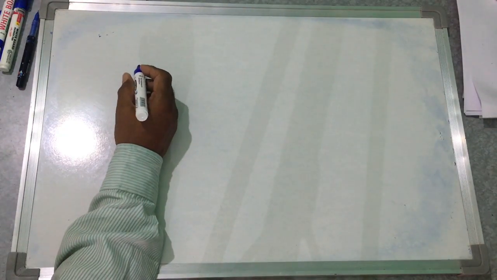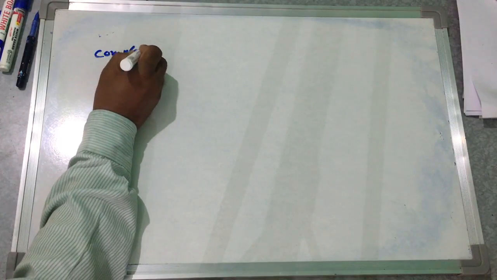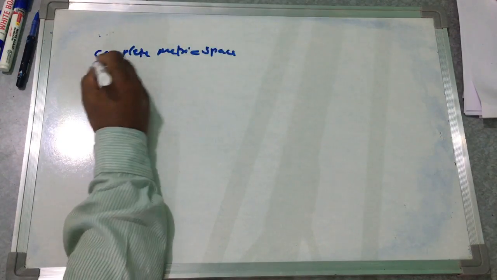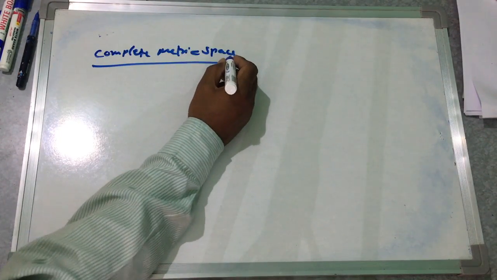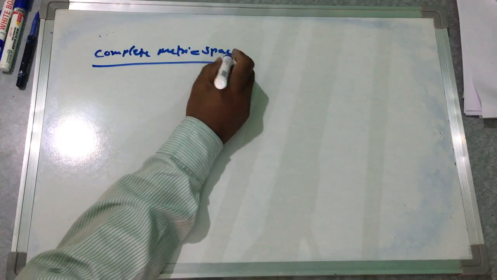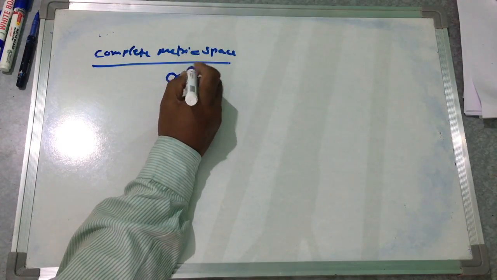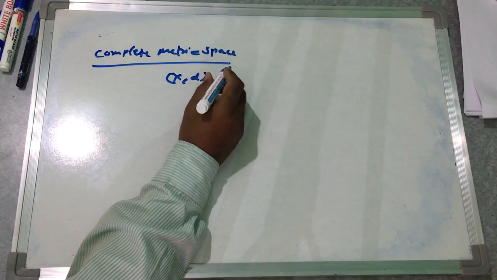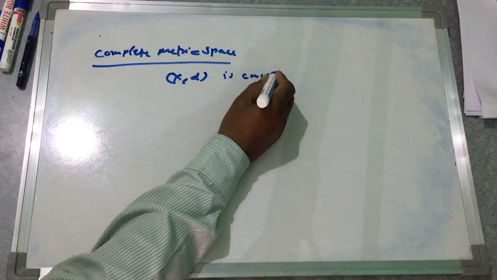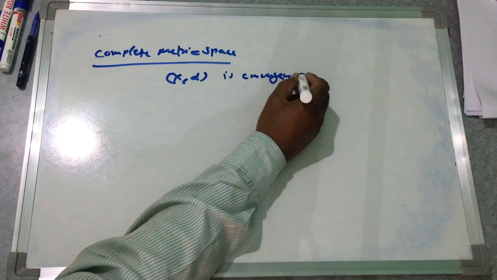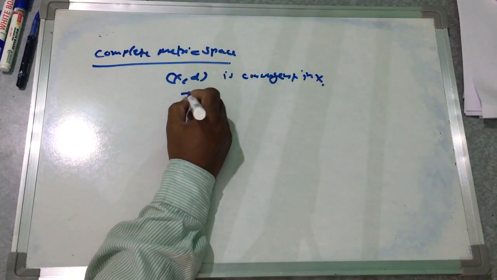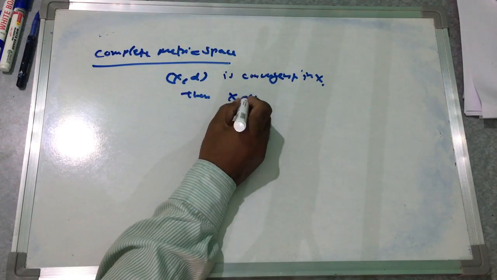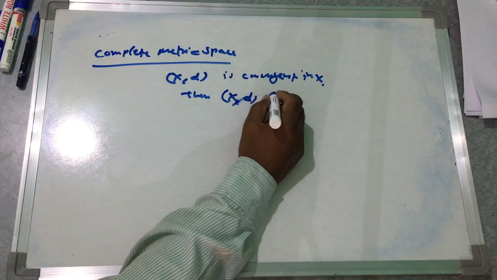Complete metric space. So complete metric space means what? A metric space (X, d) is said to be complete if every Cauchy sequence in X is convergent in X. Otherwise, the metric space (X, d) is not complete.